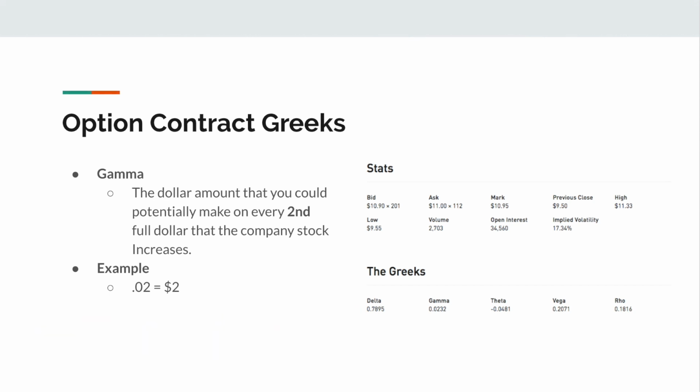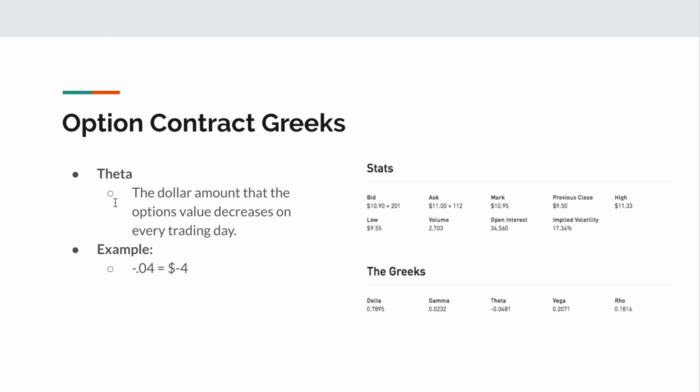Let's continue the review. Theta, as we talked about, starts with a T. It's time. It's the dollar amount that the option value decreases on every trading day. Theta will never be positive. It's always negative, so it's always working against you. It's very important to look at theta when you're trading an option a month away or 2 months away, because it can eat away at your profits so quickly.